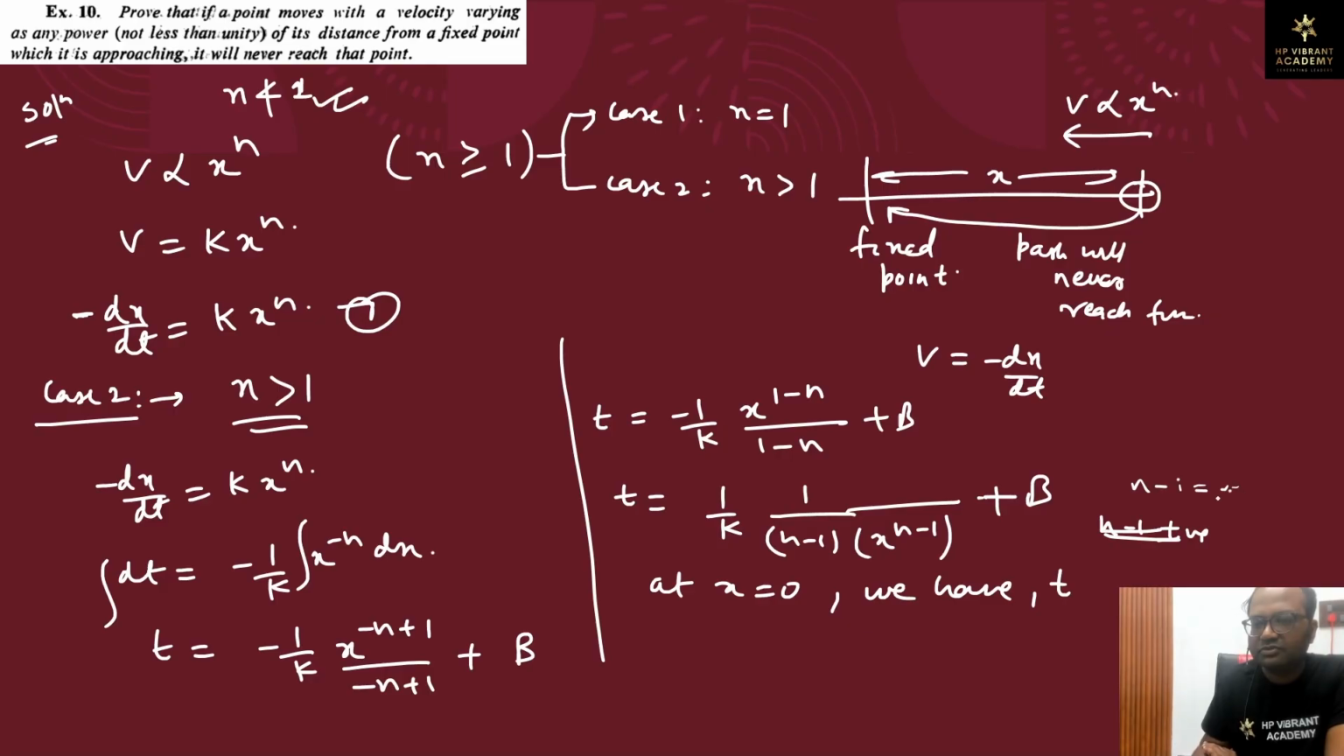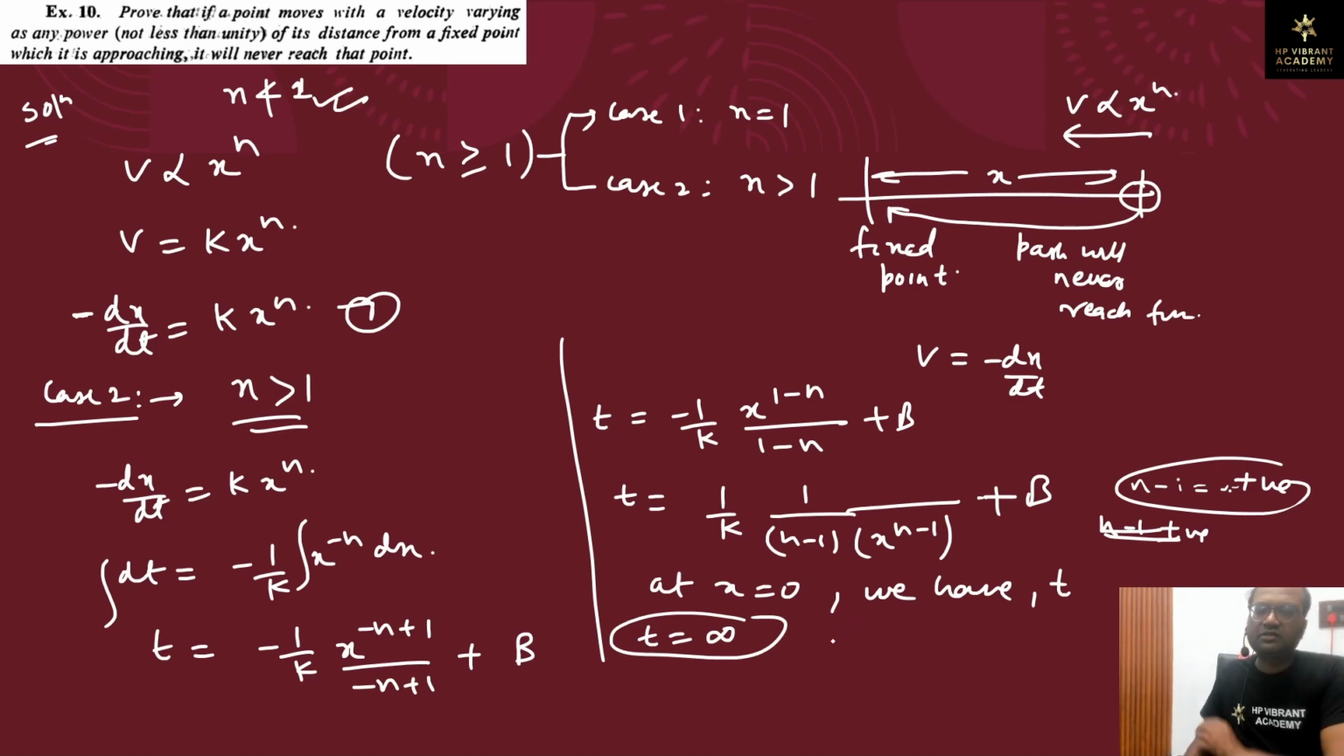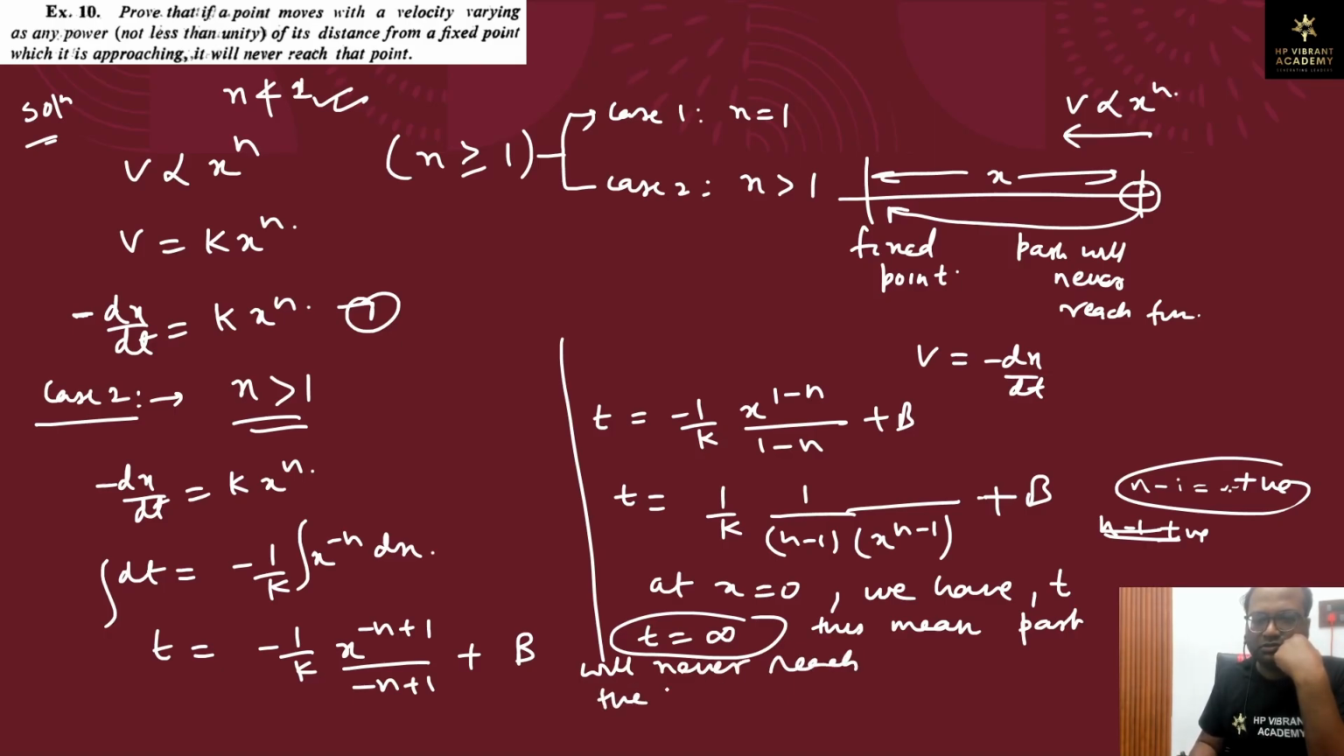N minus 1 is positive, a positive quantity. So we have 1 upon 0 is infinity. So t is equal to infinity. This means on putting x equal to 0, it will take infinite time to reach the fixed point. This means the particle will never reach the fixed point.